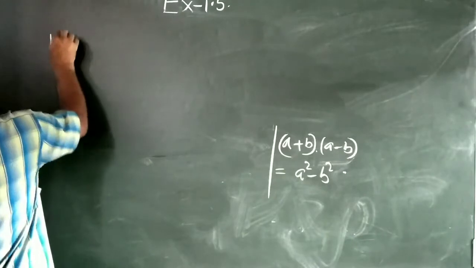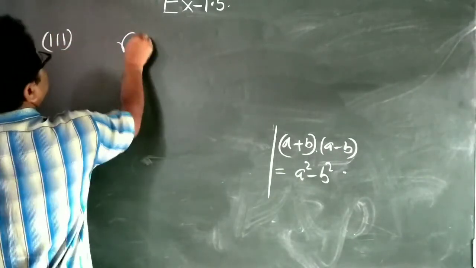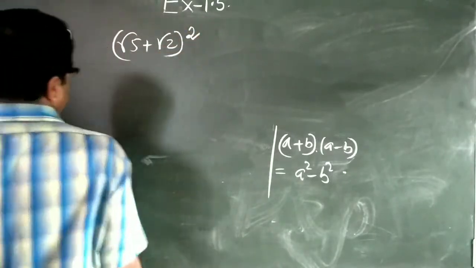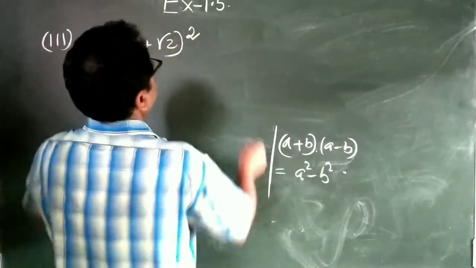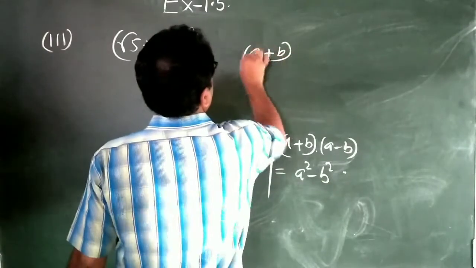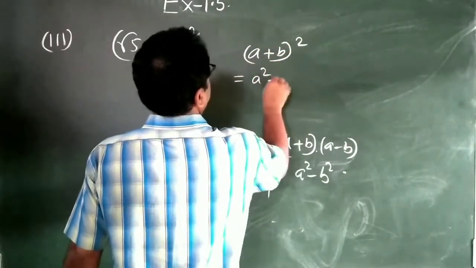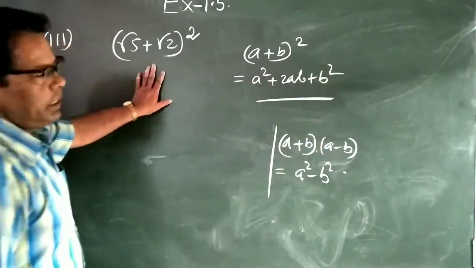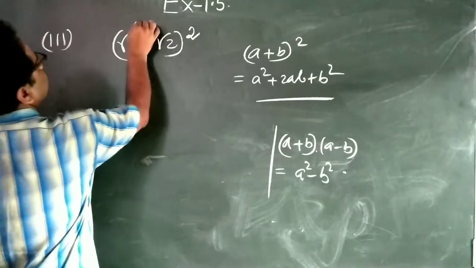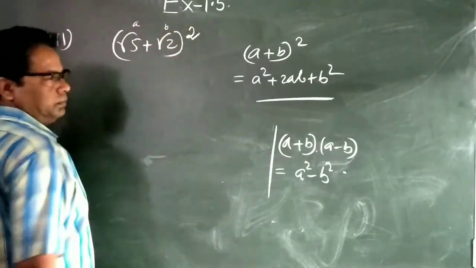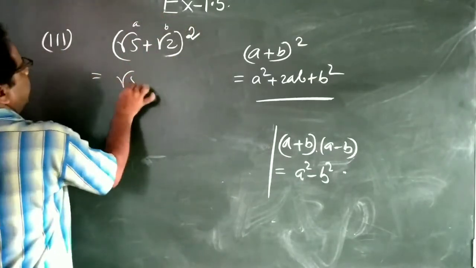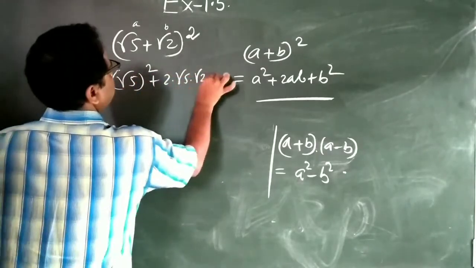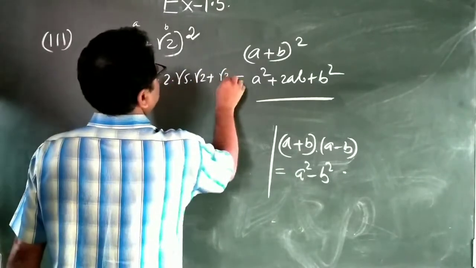Question number 3. Root 5 plus root 2 whole square. This is the a plus b whole square formula. The formula for a plus b whole square is a square plus 2ab plus b square. This formula is to be applied here. This is the a term and root 2 is the b term. Then a square plus 2 into a into b plus b square, that is root 2 whole square.